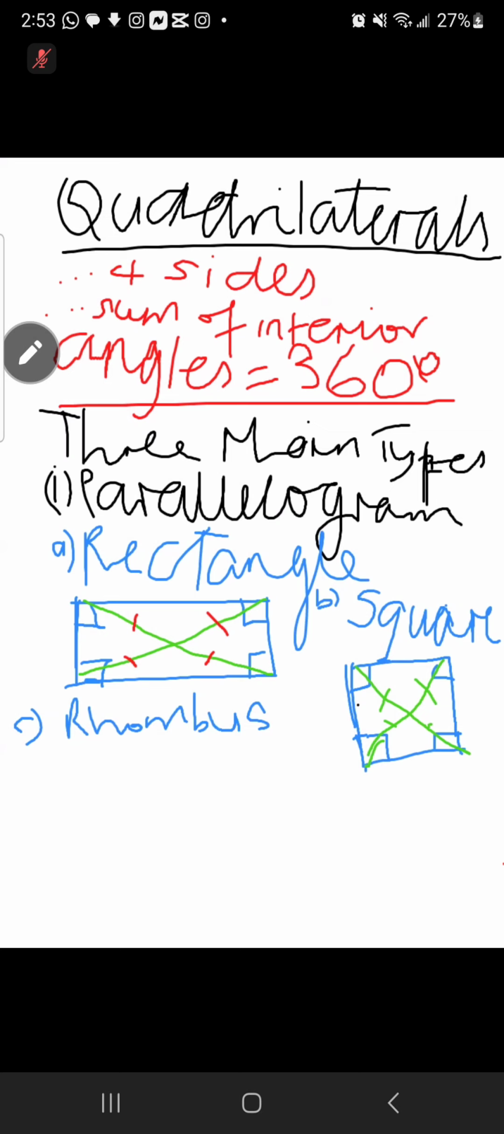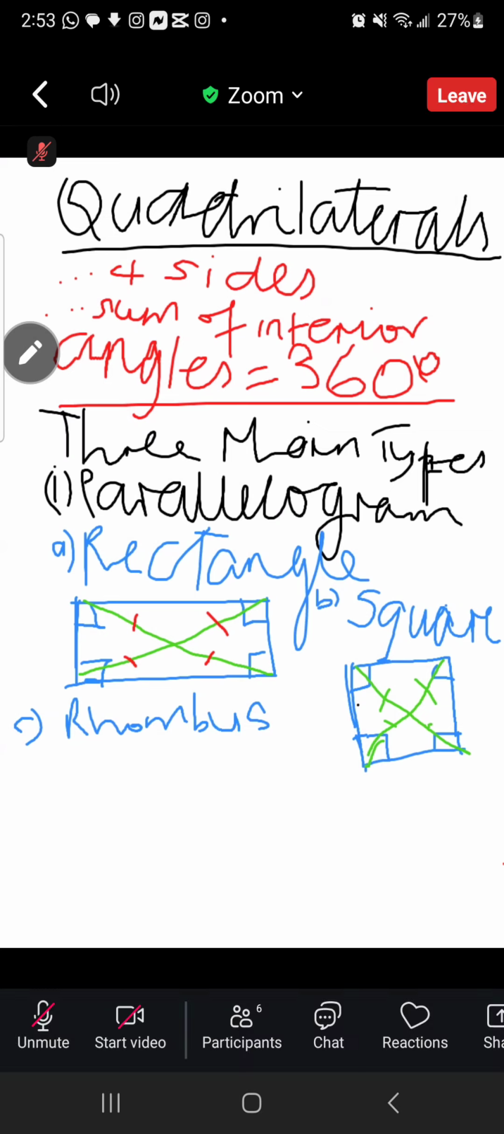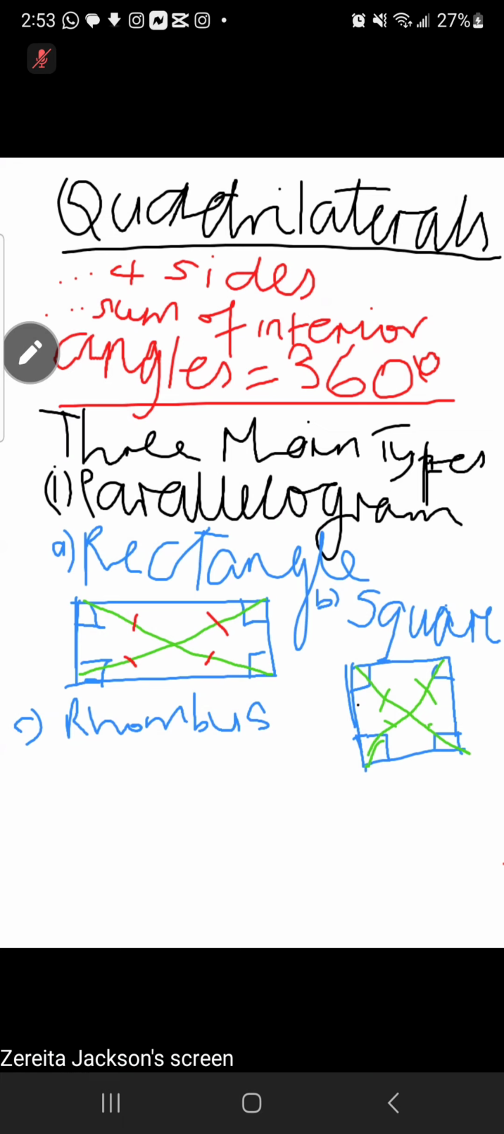So Kamisha, when Kamisha said diamond, I think this is what you were probably thinking about. Let me see if I can sketch the rhombus now. You might want to sketch it in a vertical position, like this.